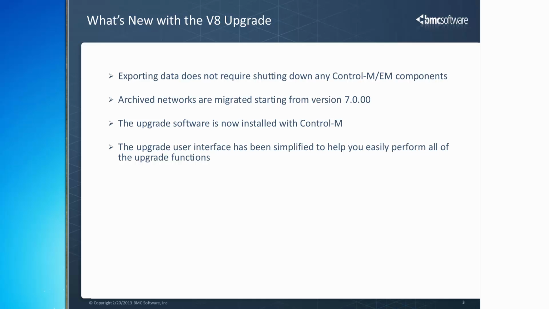The upgrade software, both the export and the import, are now installed with the ControlM version 8. There is no longer a need to download what we used to call the migration toolkit from the FTP as a separate package. You have the upgrade export pack installed with the ControlM that you'll be copying over to your old source environment. And lastly, the user interface has been improved, so now there is additional functionality in the EM configuration manager to do the ControlM server promotion.